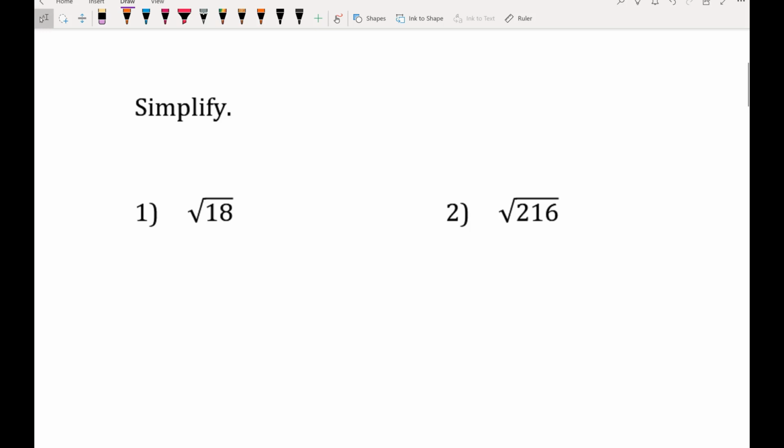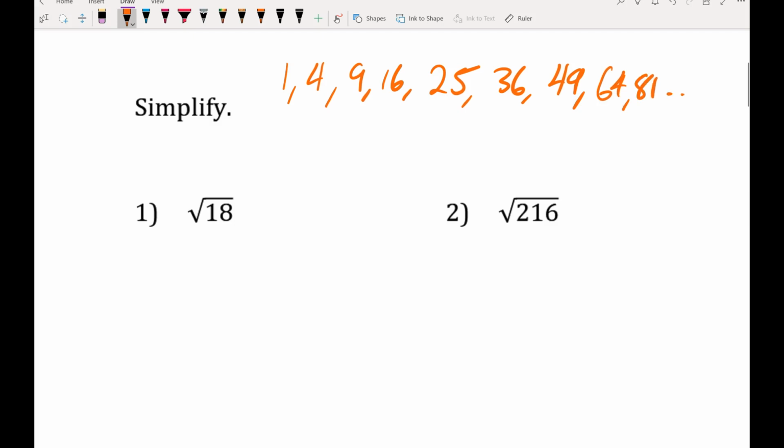So for number one, if I'm looking at something like radical 18, the first thing I ask myself is, is 18 a perfect square? And well, if I'm listing out my perfect squares, 1 times 1 is 1, 2 times 2 is 4, 9, 16, 25, 36, 49, 64, 81, and so on. Doesn't look like 18's anywhere there. So what we try to do is we break up 18 into a product of factors, where one of those factors is a perfect square.